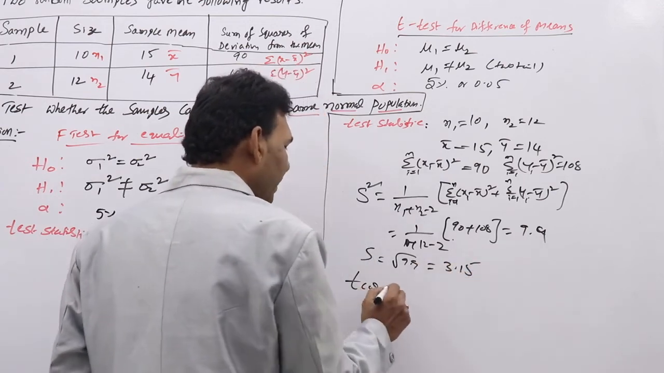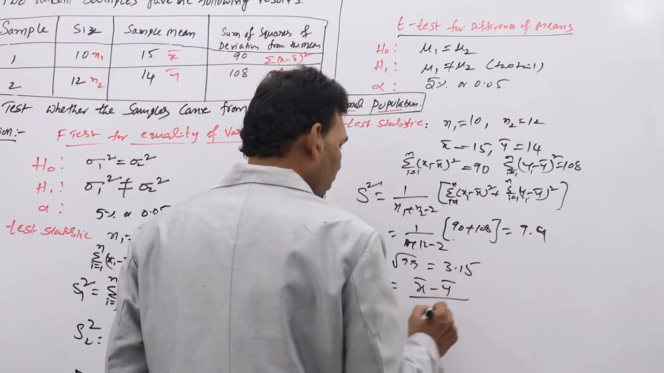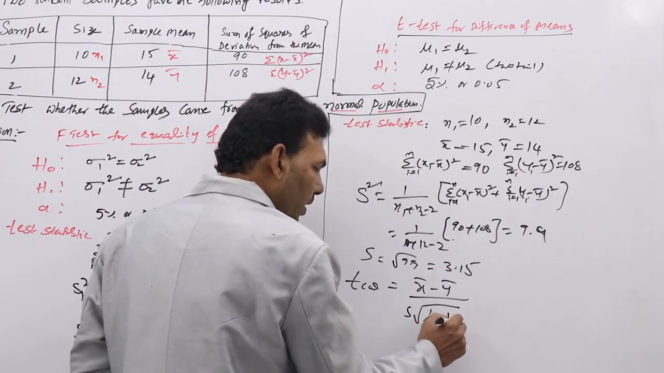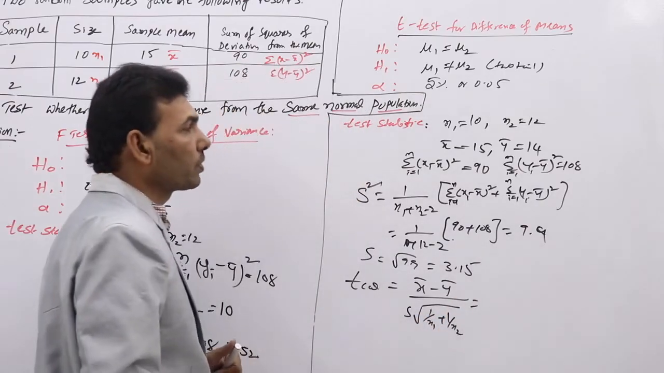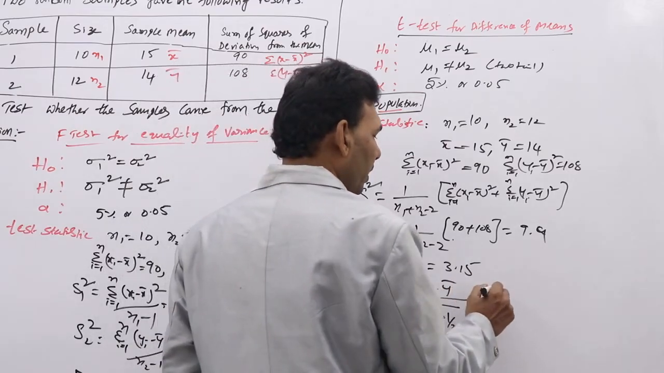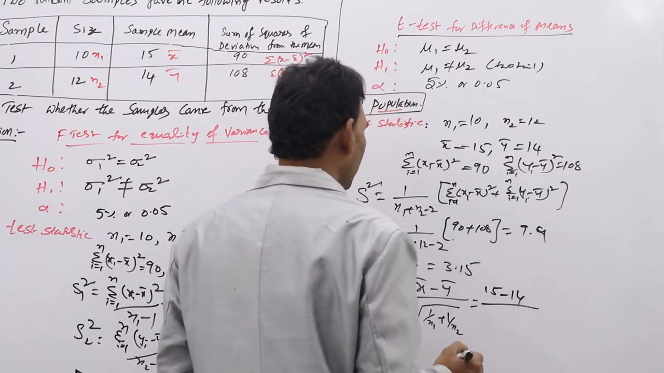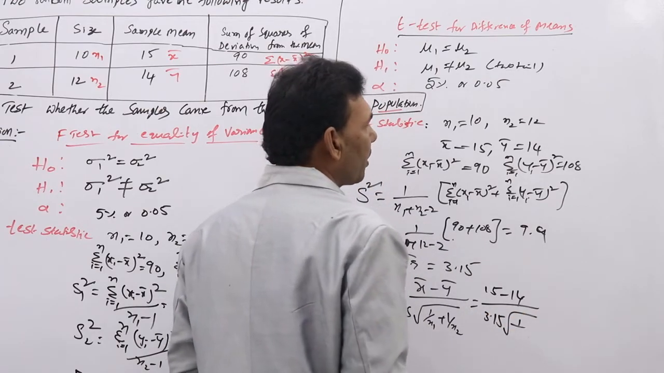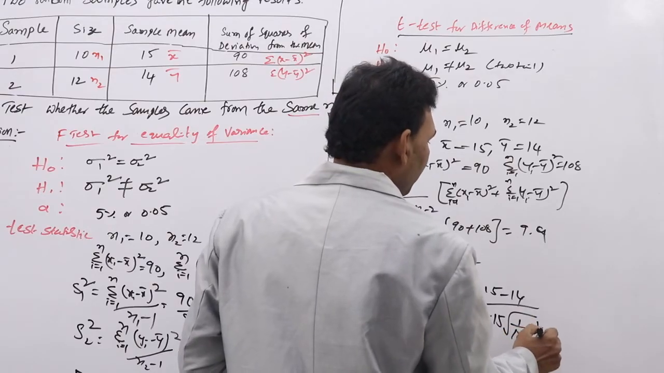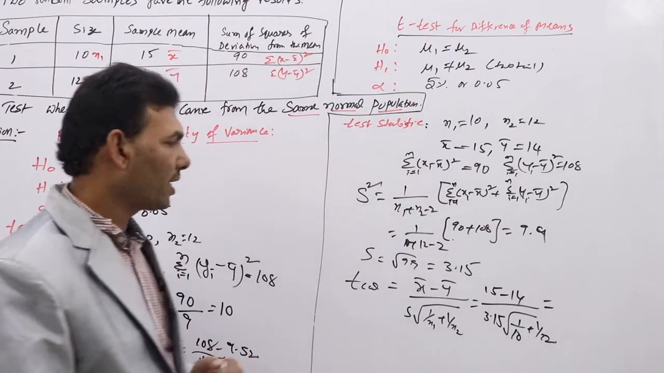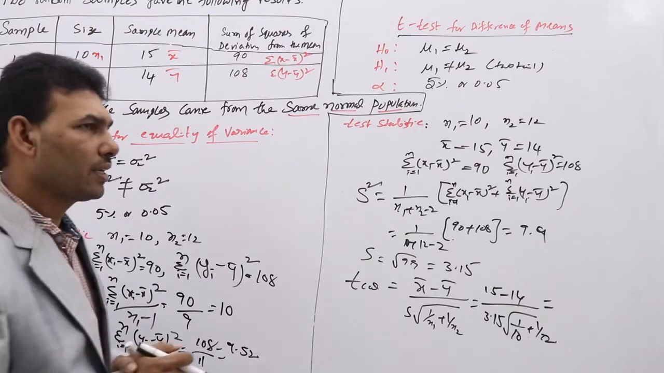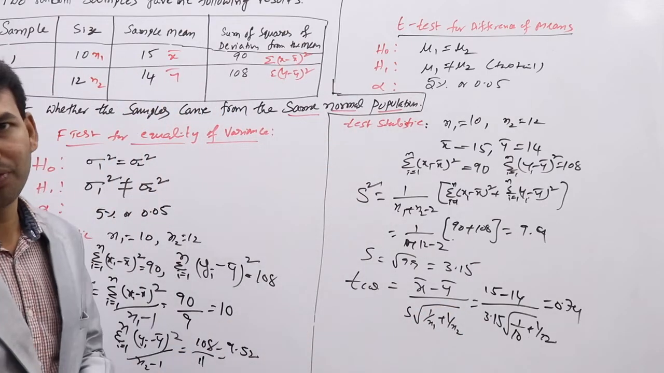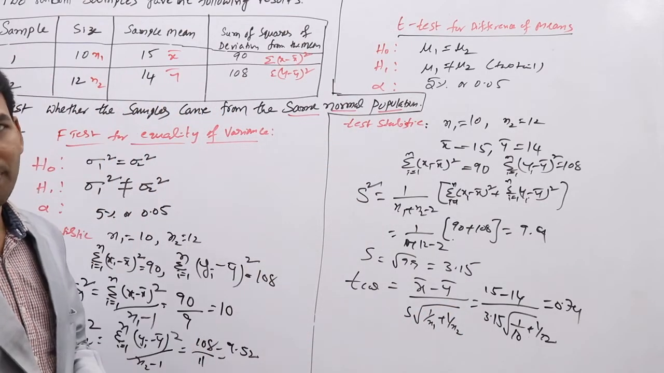Now the T calculated will be calculated using this formula: X bar minus Y bar by S root of (1 by N1 plus 1 by N2). So X bar is 15, Y bar is 14, by S value 3.15 root of 1 by N1, where N1 is 10, N2 is 12. So calculate using your calculator. If you use your calculator, approximately 0.74 you will get.